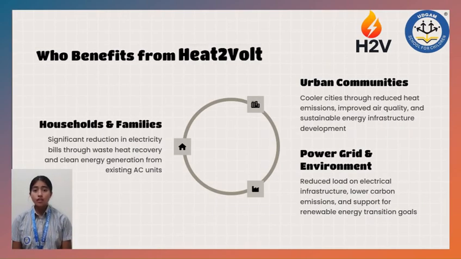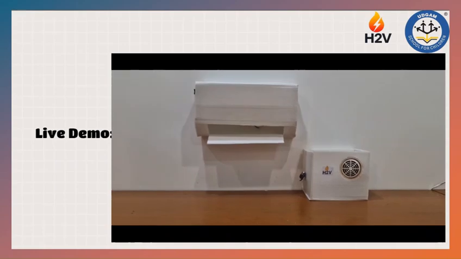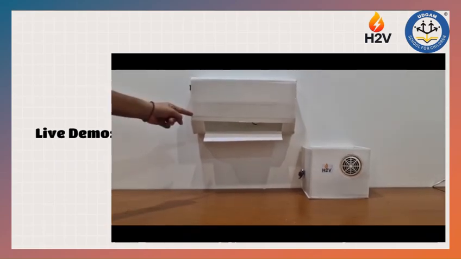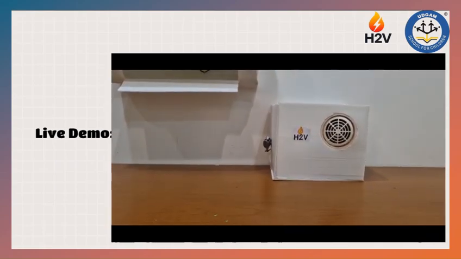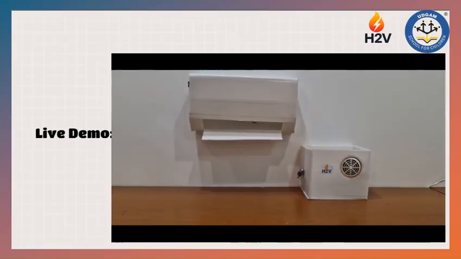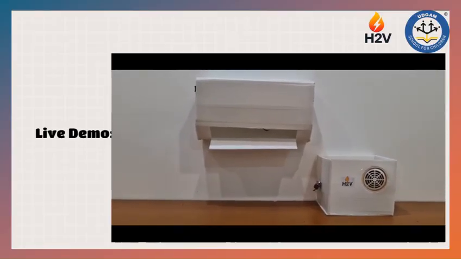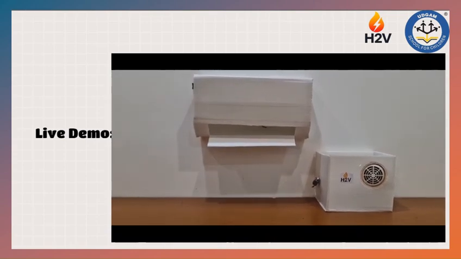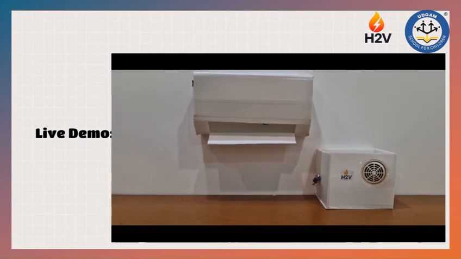Heat to Volt reduces wasted energy, lowers outdoor heating, requires no extra power, and can be added to existing ACs. It's simple, efficient, and eco-friendly, turning something we ignore into something useful. This is a model of a split AC. This is the indoor unit and this is the outdoor unit. When we start the AC, it creates a cooling effect inside the room, but it throws the waste heat out into the environment through the outer unit. It contributes to global warming. So, to overcome this problem, we have invented the Heat to Volt system.